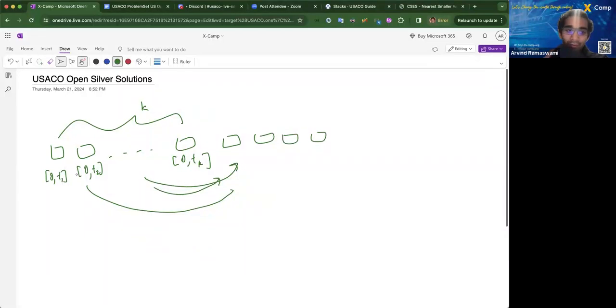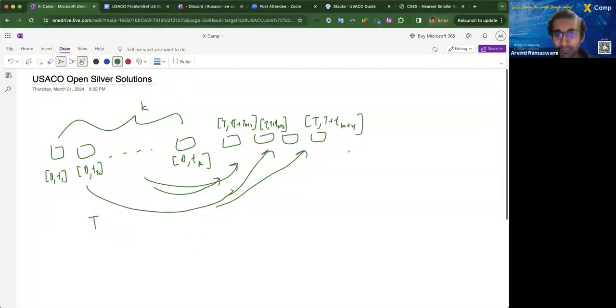So basically, at the min of these TIs, some subset of the farmers will go and be able to interview some cows. Let's say the min of TI is equal to T. Then the new interviews will be T to T plus T_{K+1}, and T to T plus T_{K+2}, where TI is the time to interview cow I. And if, say, four of the interviews finish at the same time, then it's T to T plus T_{K+4}, right?